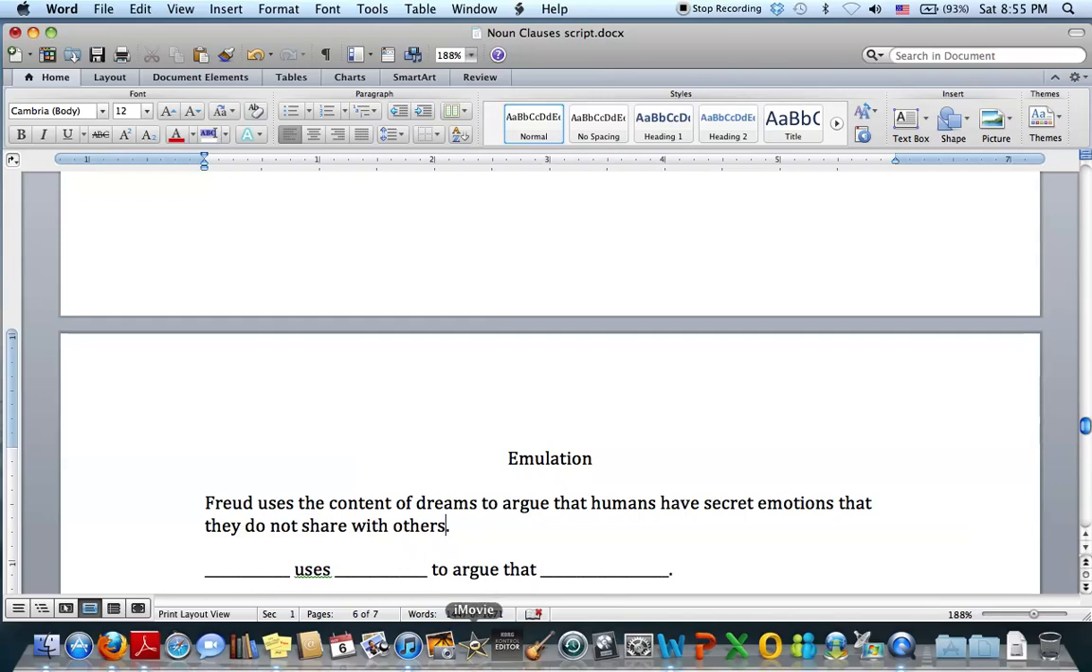Here we go. Freud uses the content of dreams to argue that humans have secret emotions that they do not share with others. What I've done is I've just taken that sentence that used a noun clause earlier, I've replaced these blanks with my own thoughts. And now it's my own sentence, and that's cool. We can do that. Anytime you see a good sentence in someone else's paper, there's no rule against copying the grammar. Copying grammar is okay. Copying thoughts, not so much. All right. Let's take a look at the next one.